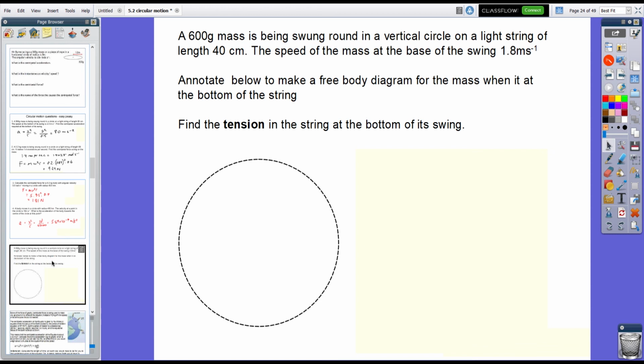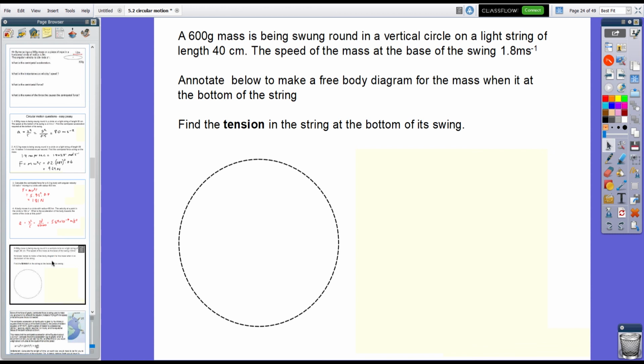So please hit pause now and try and do the whole of this question on your own. I'm pretty certain if you're new to centripetal force and acceleration, you will struggle and you will get the wrong answer. But let's have a go. Pause the video now.